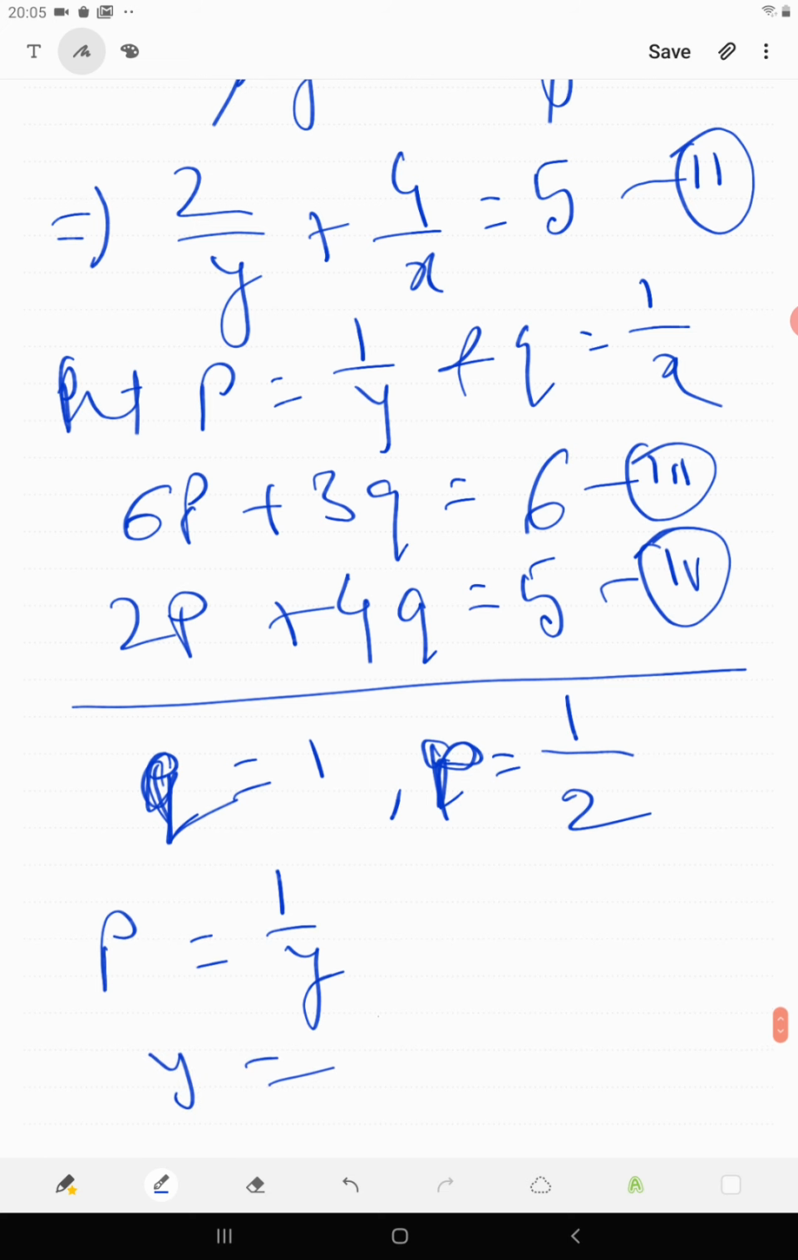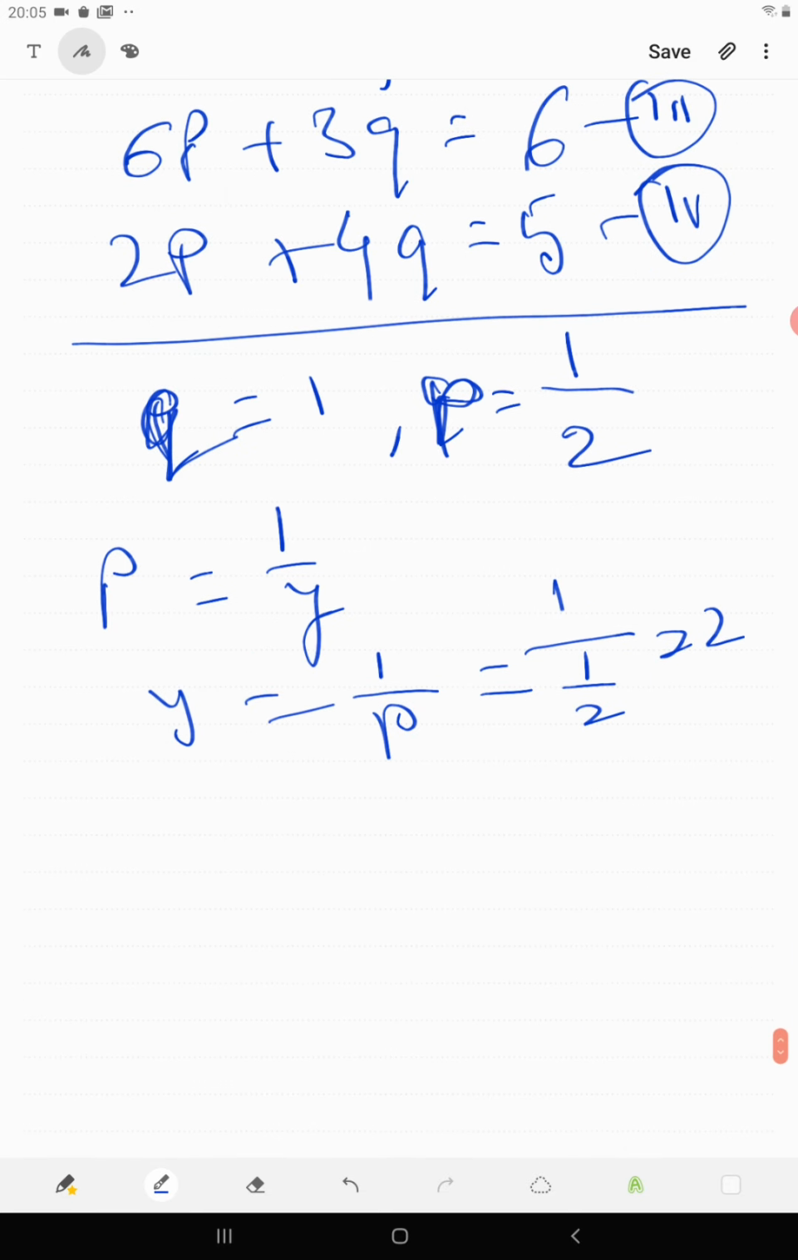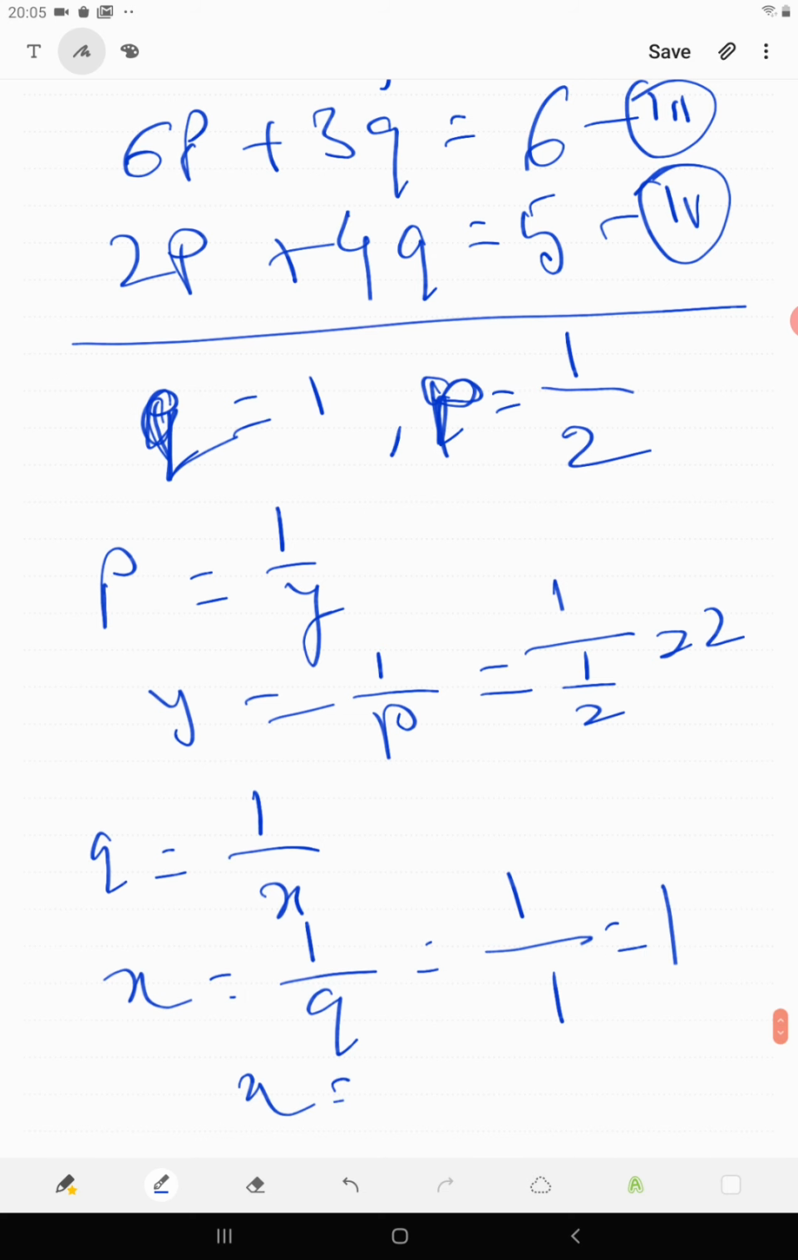So y equals 1 by p. So 1 by half, I will get 2. So we will get y equals 2. And since q equals 1 by x, so x equals 1 by q. So 1 by 1, that is 1. So we will get x equals 1 and y equals 2.